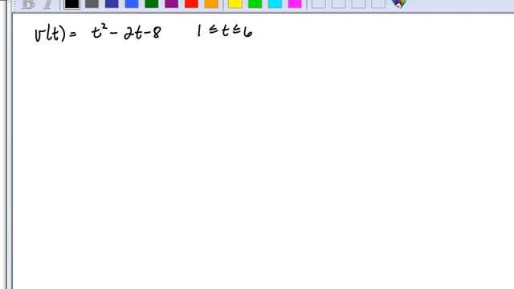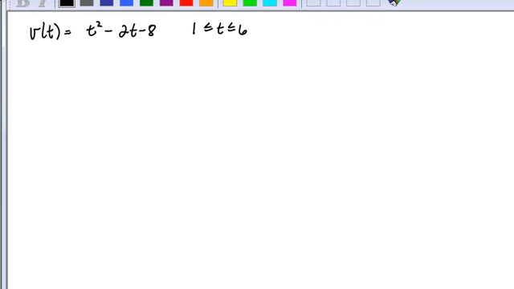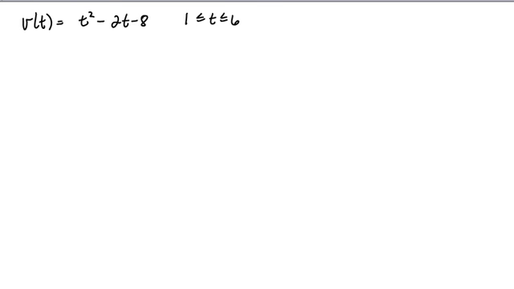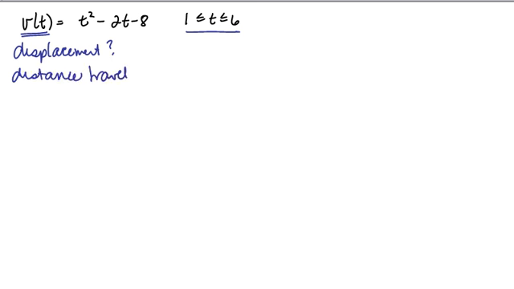So we're going to look at the relationship between velocity and displacement in a little bit, and spend a little bit more time with that concept. And specifically, I want to find out what is the displacement of this object that has this velocity function between 1 and 6 seconds, and what is the distance traveled. And those are two different questions, even though they look very similar.